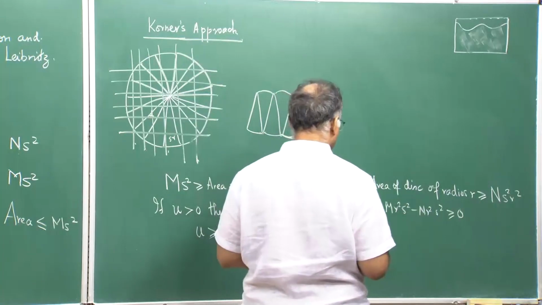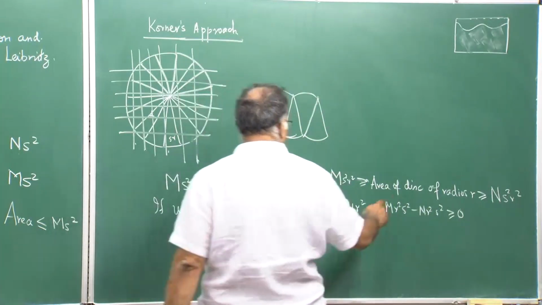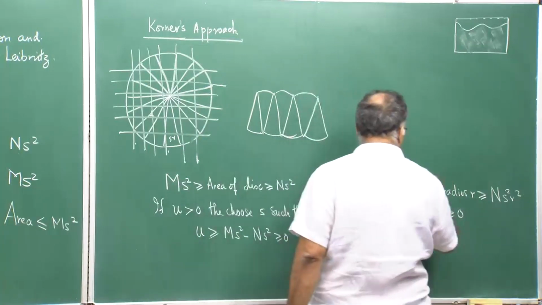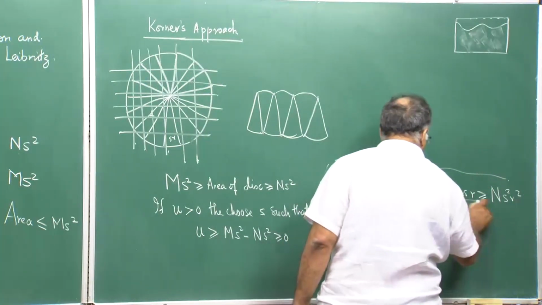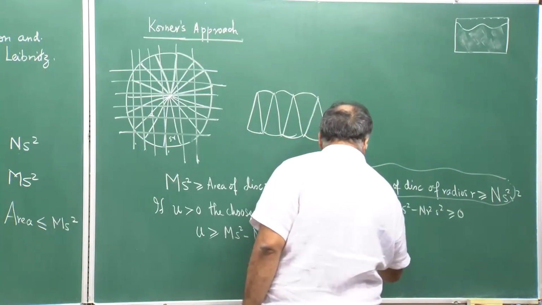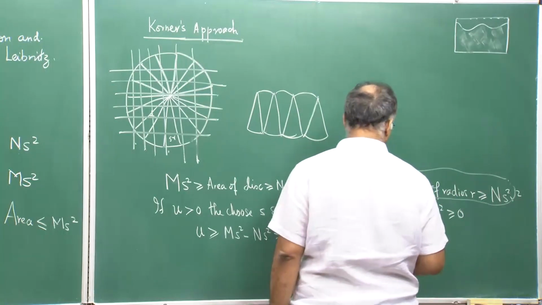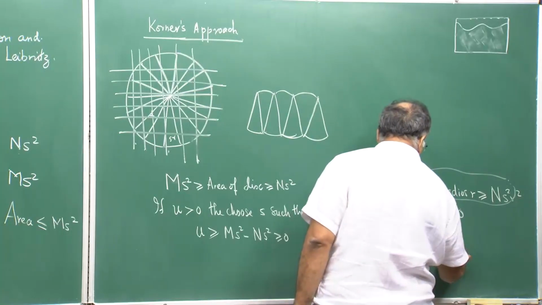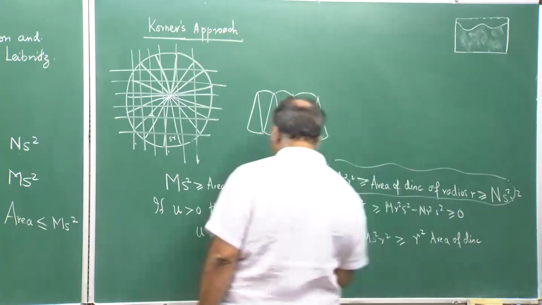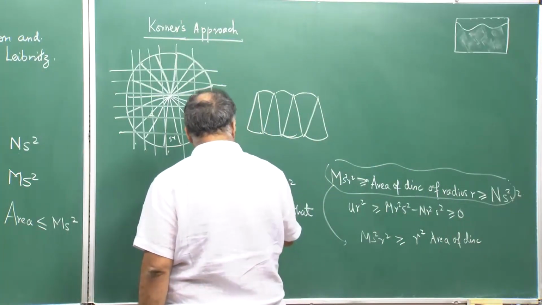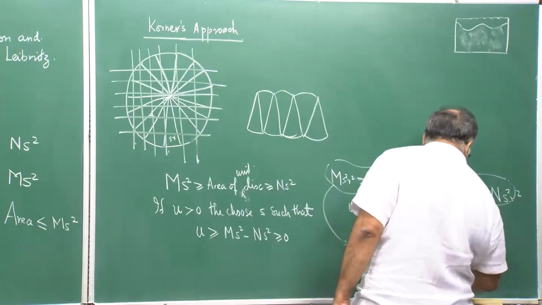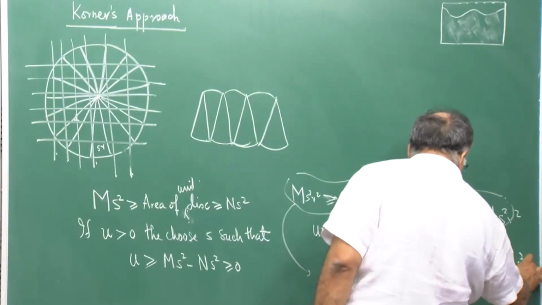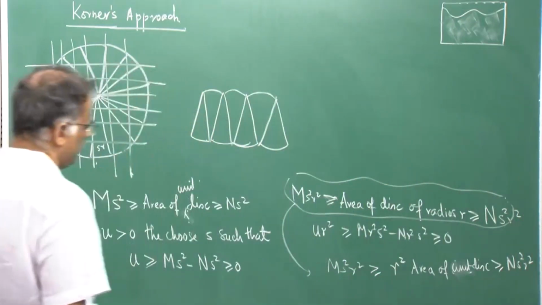So what have you done? Area of the disk of radius r, basically I multiplied everything by r. So I can write this line as m s square r square is bigger than r square times area of disk of radius 1. A disk of radius 1 is also called a unit disk. So area of unit disk, which is greater than n s square r square. So this is what I will have.